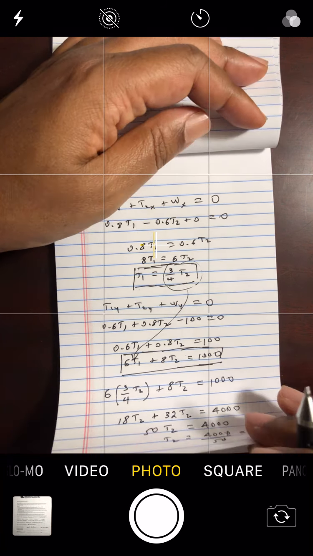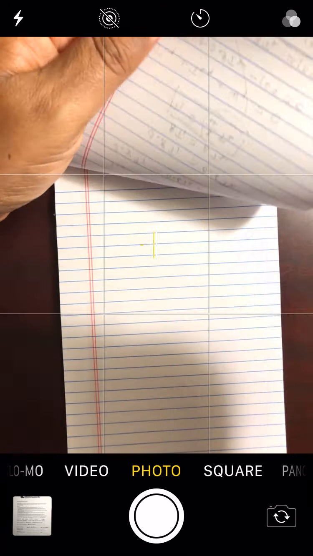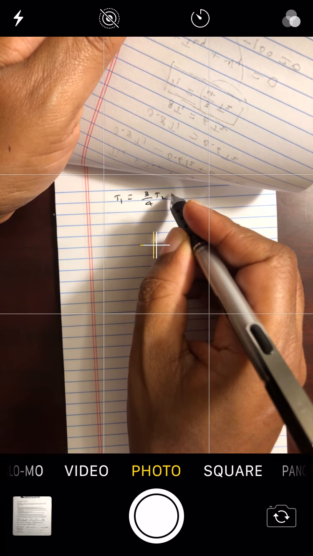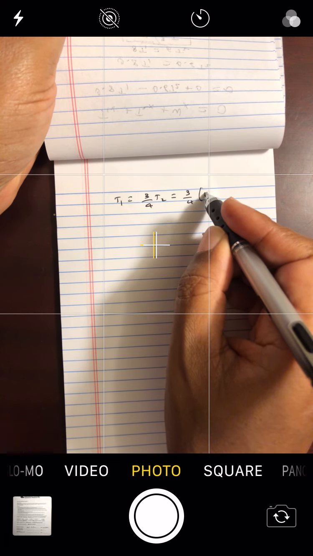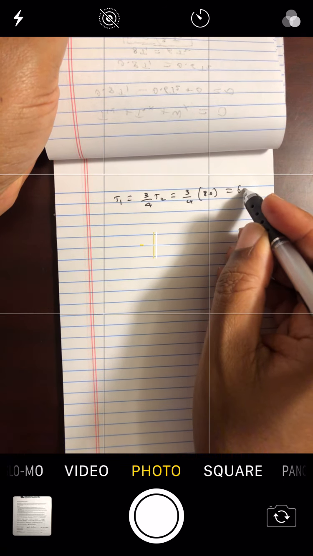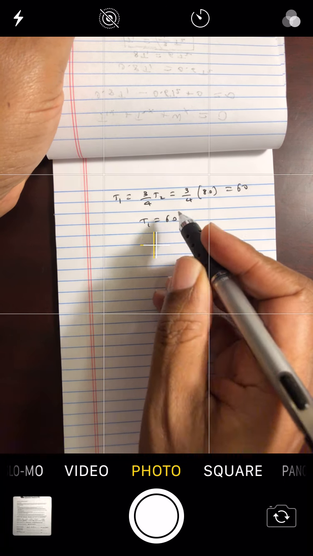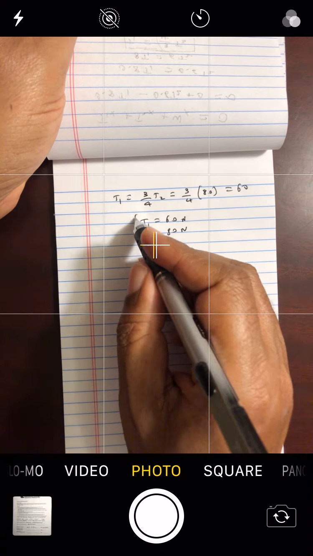Okay, so T2 is 80 newtons, and T1 is 3/4 of that. T1 is 3/4 of T2, or 3/4 of 80, which is 60. Okay, and the solution: we've got T1 equals 60 newtons, and T2 equals 80 newtons. Okay, that's the solution.